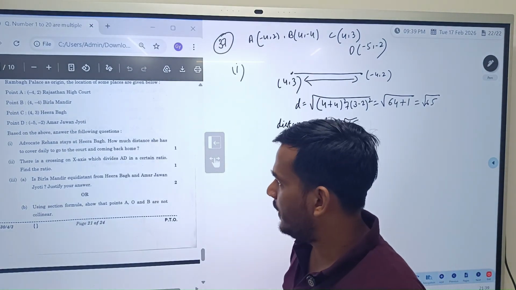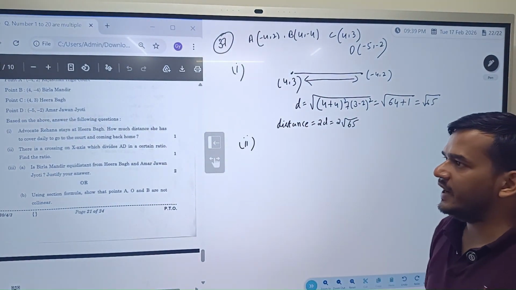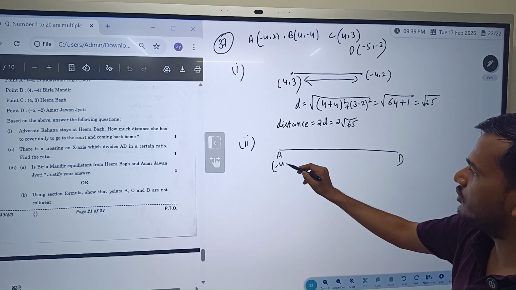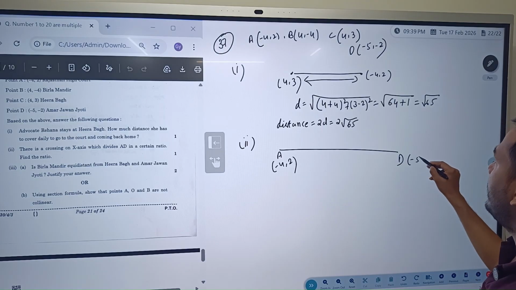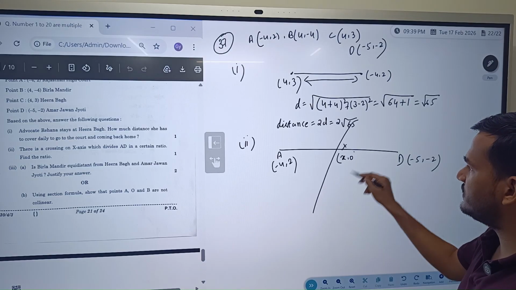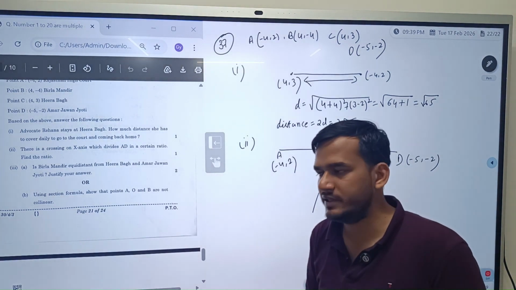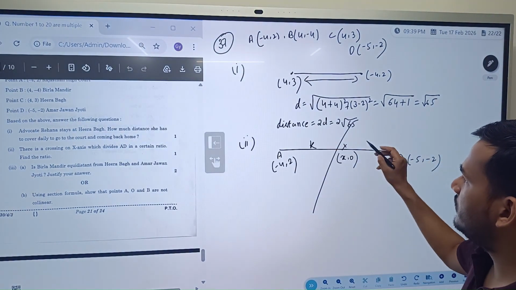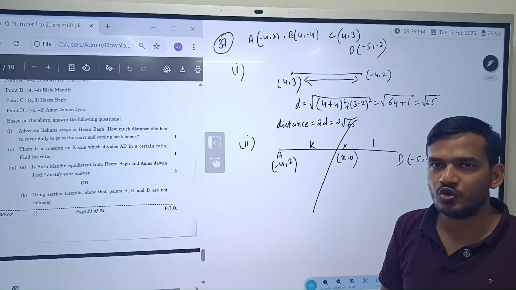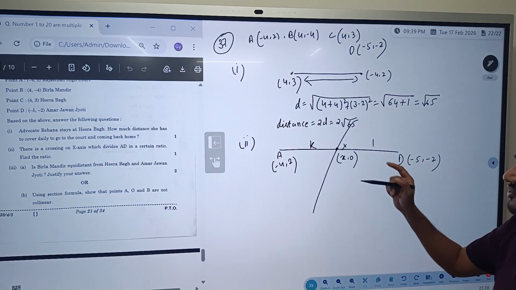Now there is a crossing on the x-axis which divides AD in a certain ratio. So A and D. A is minus 4 comma 2 and D is minus 5 comma minus 2. Let any point on the x-axis be x comma 0, because on the x-axis we know that y is equal to 0 always. And let the ratio by which the x-axis is dividing the line AD be k is to 1. So the y coordinate of this intersection point is equal to 0.